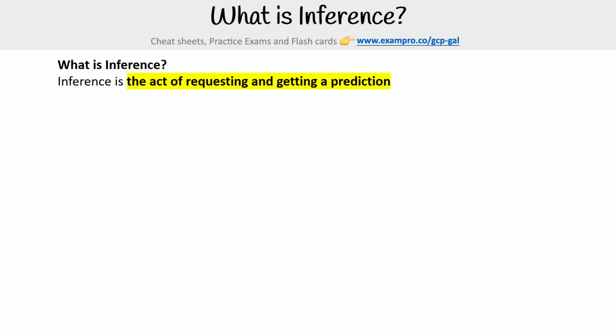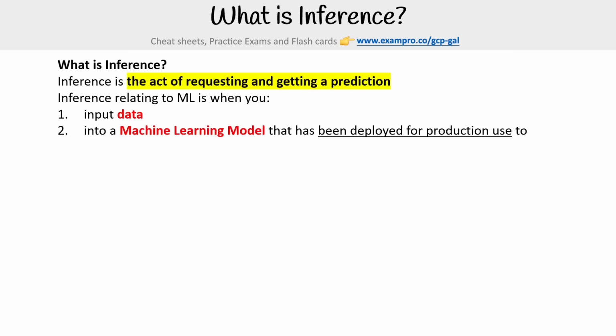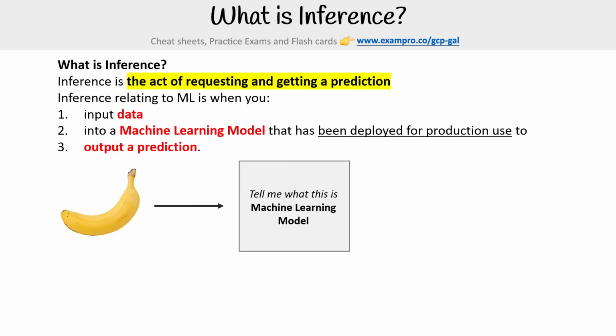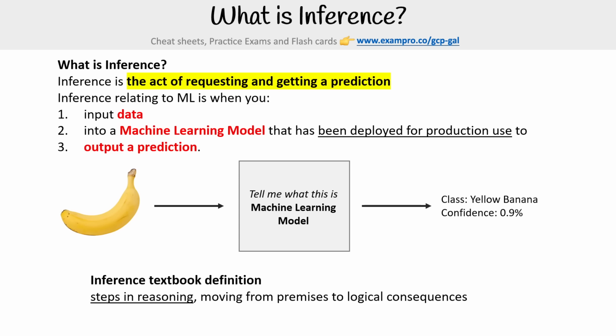So what is inference? Inference is the act of requesting and getting a prediction. And when we're talking about it in the context of machine learning, we're inputting data into a machine learning model that has been deployed for production use to then output a prediction. So imagine our raw data is a banana, and we say, tell me what this is to the machine learning model. It's going to bring back information. So it's saying it's a yellow banana and it has a confidence score of 0.9. If we talk about the inference textbook definition, it's steps in reasoning or moving from premise to logical consequence, but I think that it's easy to remember it as the act of requesting and getting a prediction, okay?